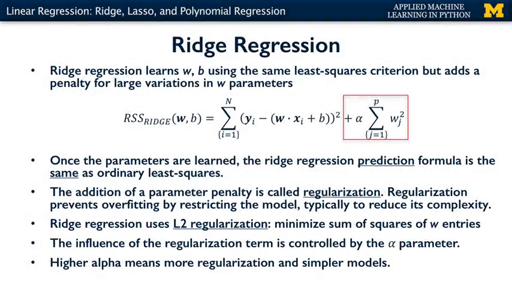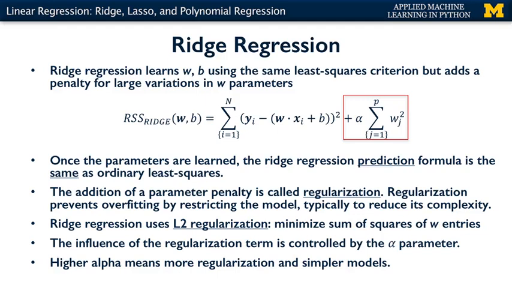Now we'll look at another way to estimate W and B for a linear model, called ridge regression. Ridge regression uses the same least squares criterion, but with one difference. During the training phase, it adds a penalty for feature weights, the wi values, that are too large, as shown in the equation here. You'll see that large weights means mathematically that the sum of their squared values is large.